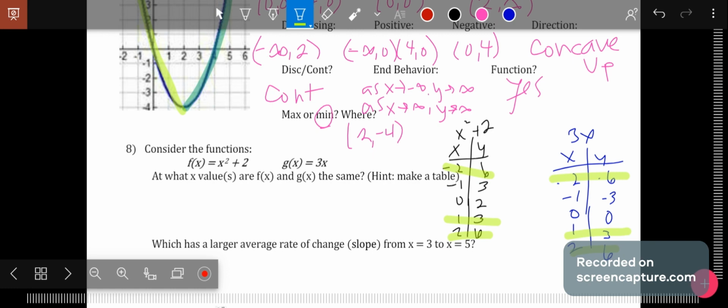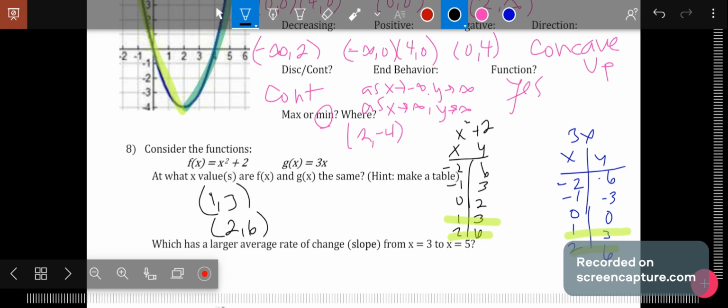Oh, go back. I also made a mistake here. This is not the same. 2, +6, and 2, -6. So please be careful not to make that same mistake. Don't get in a hurry like I just did. We only have 2 values where these are the exact same, and that is 1, 3, and 2, 6.